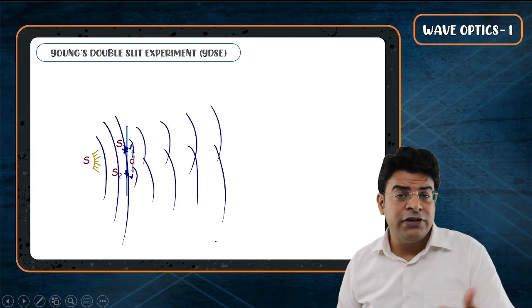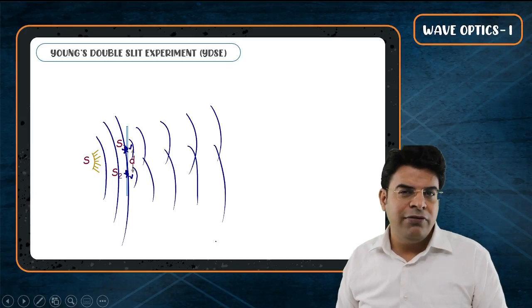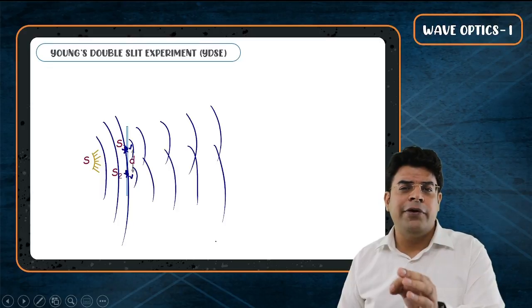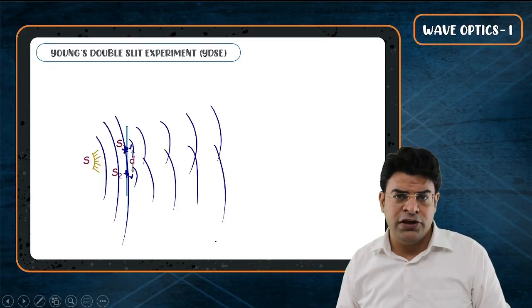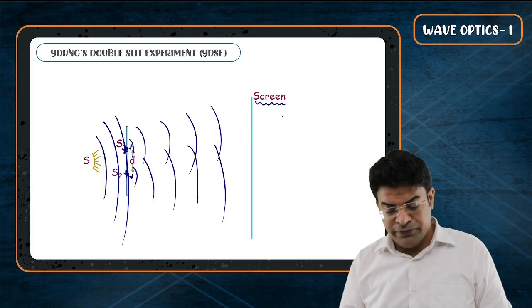Wherever the path difference will be 0, lambda, 2 lambda, 3 lambda, you will get constructive interference. Wherever the path difference will be lambda by 2, 3 lambda by 2, 5 lambda by 2, they will try to cancel out each other. And then we observe this interference pattern on a screen.